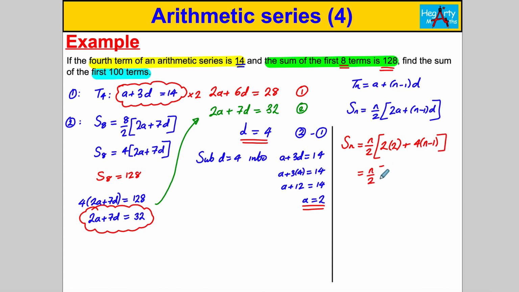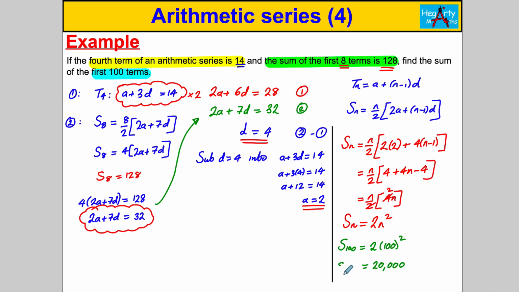That's n over 2, 4 add 4n take away 4, and that's n over 2, and that's just going to be 4n, and that just simplifies there. There's a common factor of 2 that cancels, so n multiplied by 2n is 2n squared. So the sum of the first n terms is 2n squared, and we were asked for the sum of the first 100, so that's going to be 2 multiplied by 100 squared. 100 squared is 10,000, 2 multiplied by 10,000 is 20,000, and we're done.